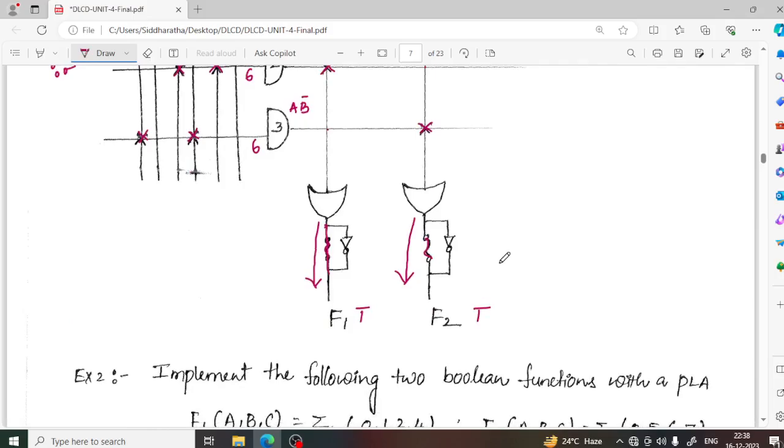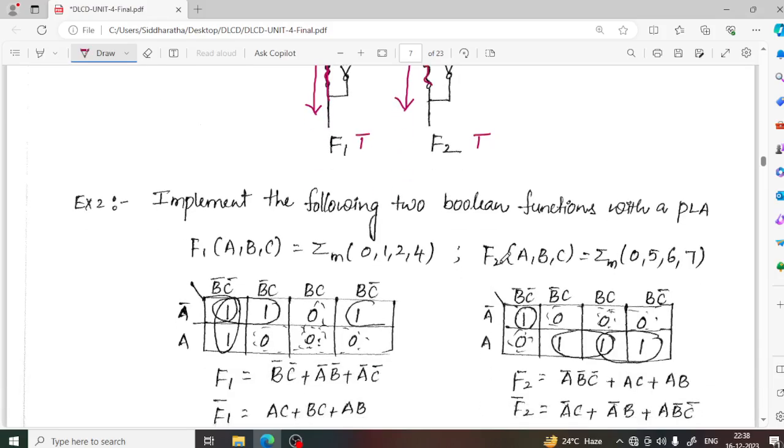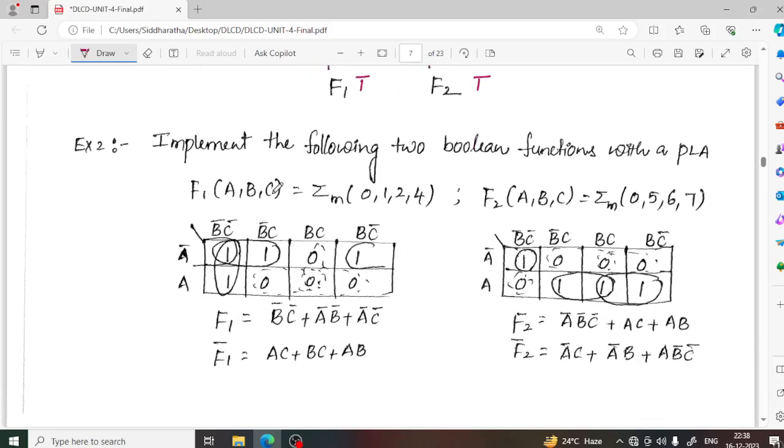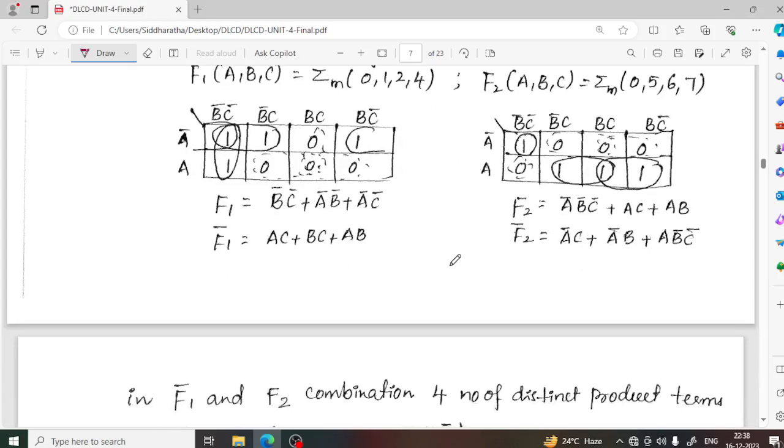So quickly we can consider one more example. Here the example is F1 of A, B, C equals the sum of minterms 0, 1, 2, 4, and F2 of A, B, C equals the sum of minterms 0, 5, 6, 7. So what is the first step? You have to simplify by grouping the ones and by grouping the zeros. I think all of you are familiar with the K-map.